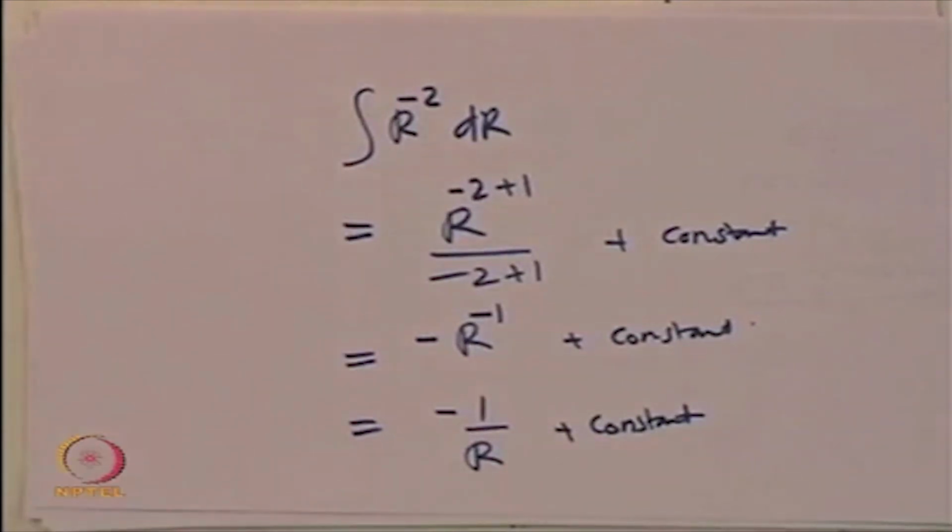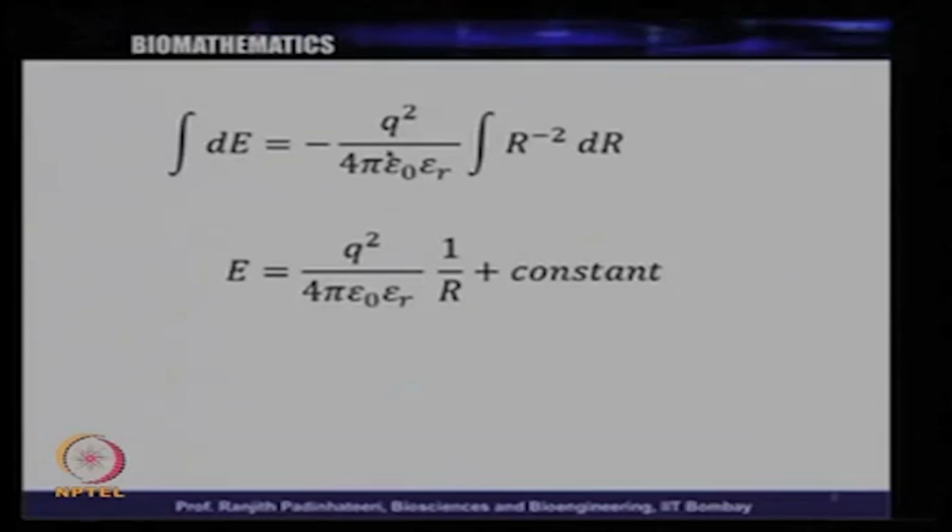So have a look at this here in the slide. You get a minus sign extra, this minus sign goes away, and q square by 4 pi epsilon 0 epsilon r remains the same, and r power minus 2 becomes 1 over r, plus a constant. You know that this is nothing but the potential energy of two charges. When you have two charges, the potential energy of the system is q square by 4 pi epsilon 0 epsilon r, times 1 by r. So this is the potential energy.